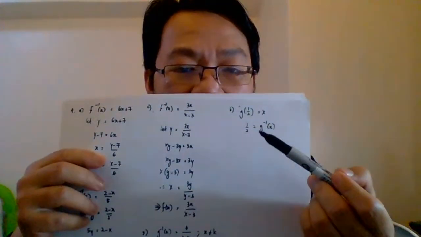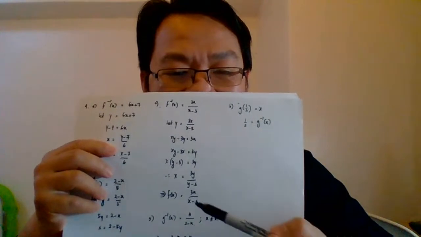Okay, so now g inverse is given here. So cut and paste, very straightforward. So 1/2 equals g inverse, which actually equals 4 over 2 minus x here.